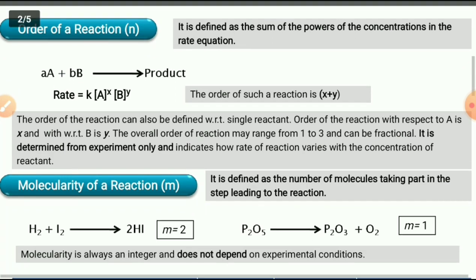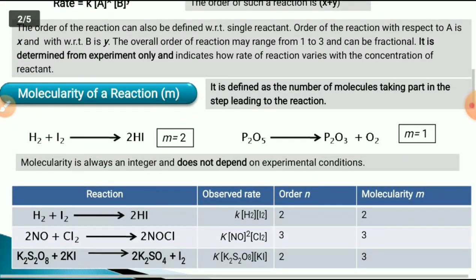Now let's see the molecularity of a reaction. It is defined as the number of molecules taking part in the steps leading to the reaction. Or you can say the molecularity is the number of molecules that come together to react with each other in a reaction, and it is equal to the sum of stoichiometric coefficients of reactants in the reaction. Depending upon how many molecules come together, the reaction can be classified as unimolecular, bimolecular, or trimolecular.